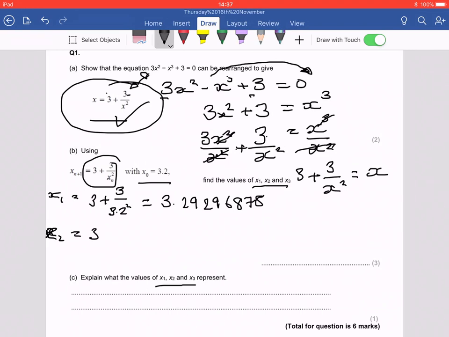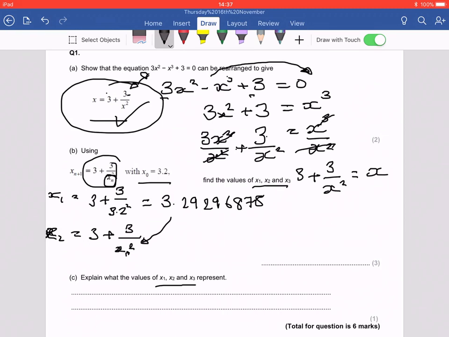All right, so to get the second mark, we're going to use our previous answer of 3.2929687.5, and we're going to put that back in, where that 3.2 was originally. Now that's going to be this answer, because this was the one that was changing all the time, the variable. This is very hard to write, so I'm going to write x1 squared.